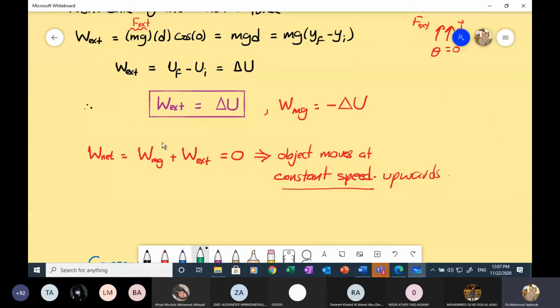What is the net work done on the object? It is the work of all the forces acting on it, which is W_mg plus W_external, and that is going to be equal to what? To 0, which is logical. We said that the object is moving up at constant velocity or constant speed because it's moving in a straight line. This means the speed does not change, so the total work on it is logically 0, since it's moving upwards at constant speed.